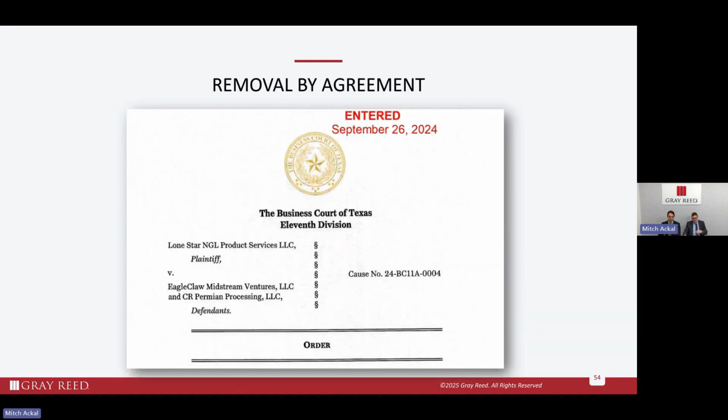And even though they had distinguished their attempt to remove that way and made a unique and novel argument, the judge still did not buy that argument and stood with her fellow judges across the state, ultimately determining that the case was not removable.